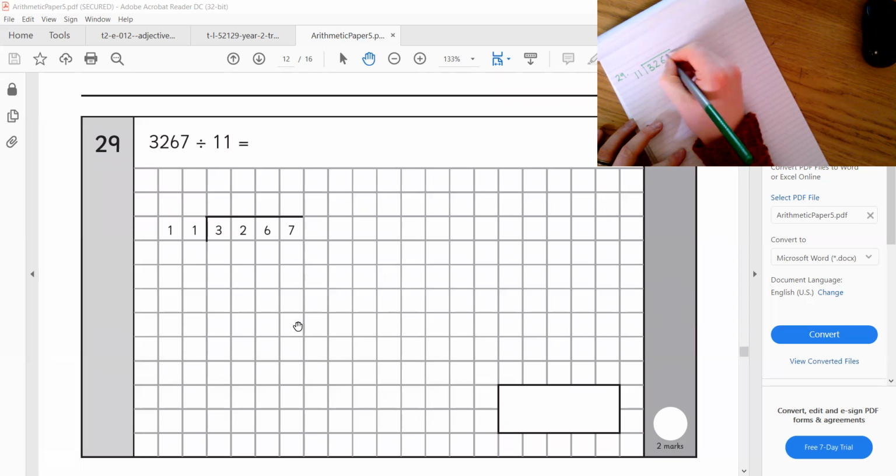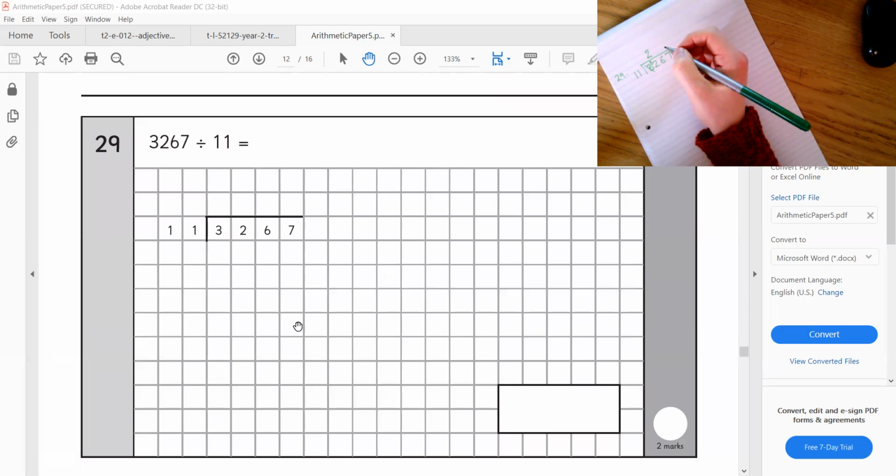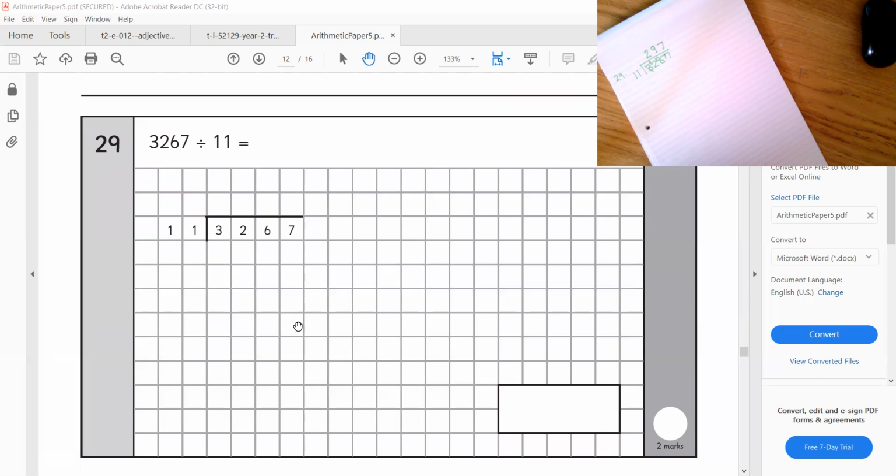3, 2, 6, 7 there. So 11's into 3 I can't do. 11's into 32. Oh, I could have almost got 3 out of there then, didn't I? I could have almost got 33. But it will then be 2 holes. And then I would have 10 left over. So then I need my 11 times table to go into 106. And it will be 9. 9 times 11 is 99. 10 times 11 is 110. Can't go to 10, so it's going to be 9, which would be 99, and then with 7 remaining, and then 11's into 77 is 7. So you should have ended up with 297.